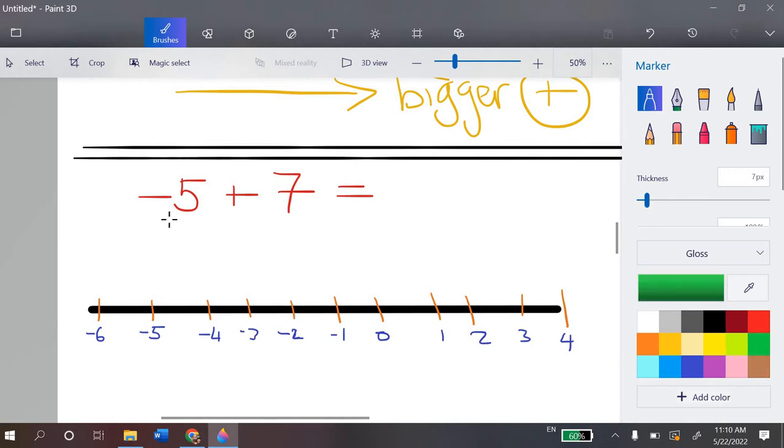So this time, where are we starting? We're starting at -5, and we have to go plus, so go to the right. Plus 7. We'll start here at -5 and go plus 7: 1, 2, 3, 4, 5, 6, 7. We end up at 2. So our answer is equal to 2, positive.